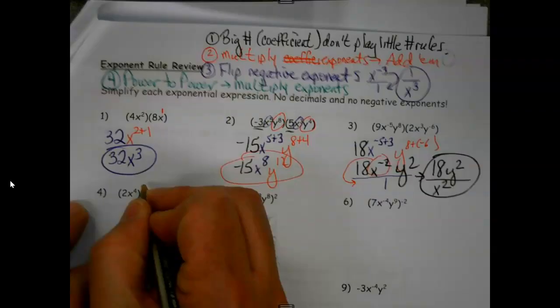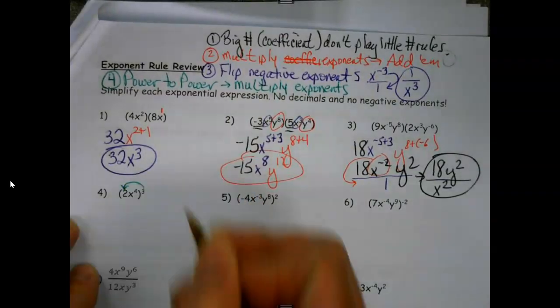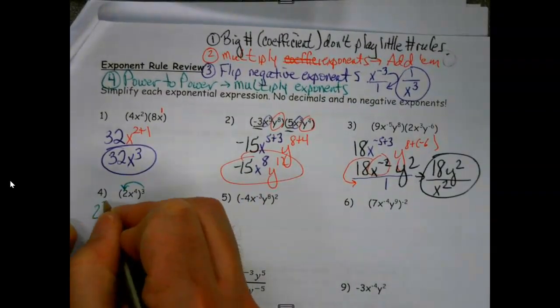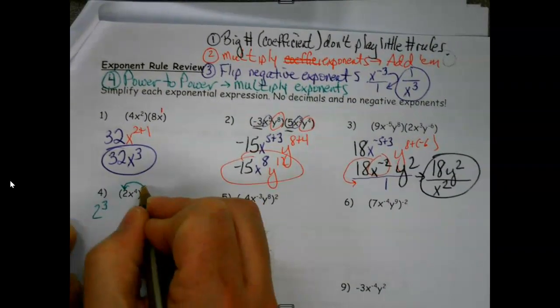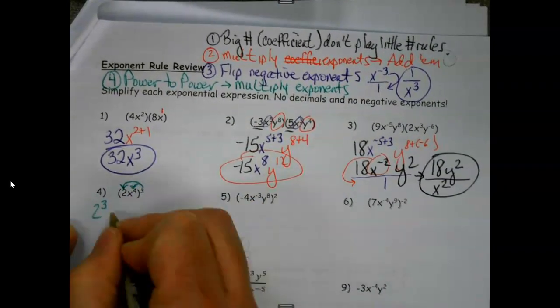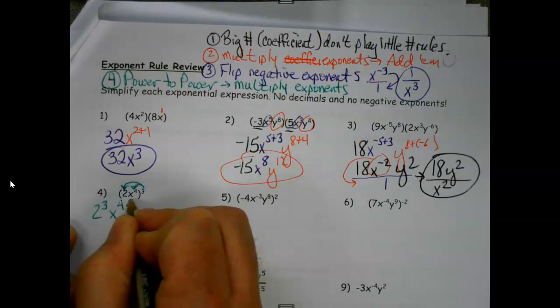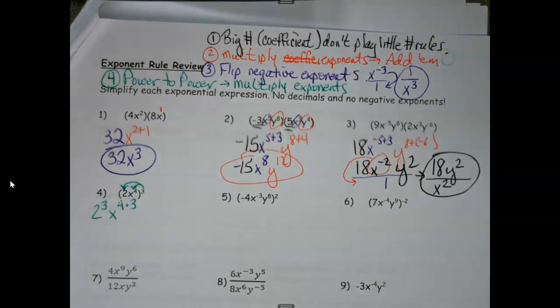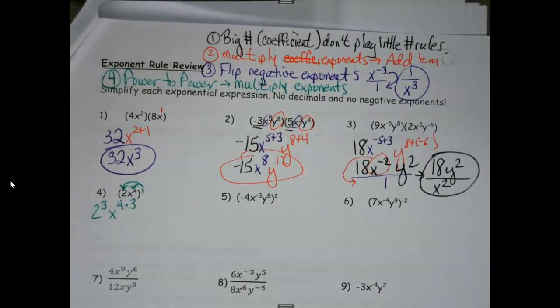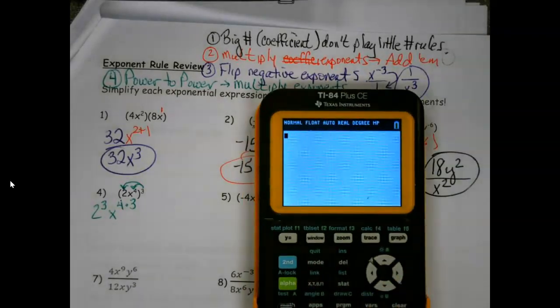This 3 is going to go to the 2, 2 to the third power, and it's going to go to this 4. 4 times 3. Again, the 3 is an exponent. It's not 2 times 3. Okay, it's 2 to the third power.